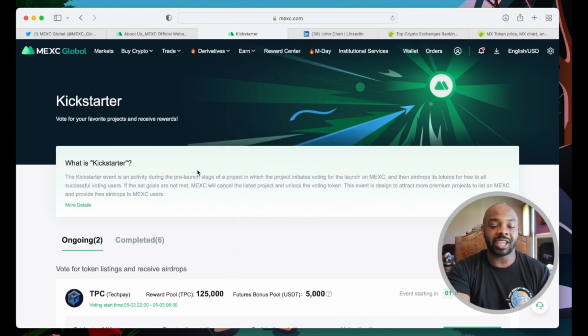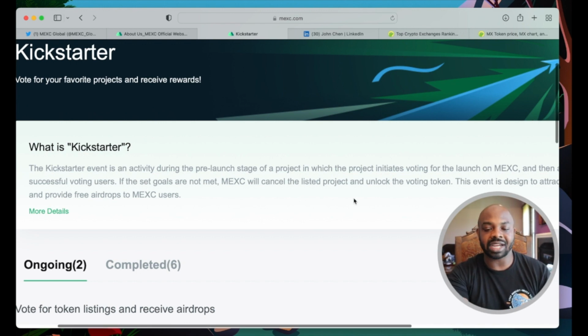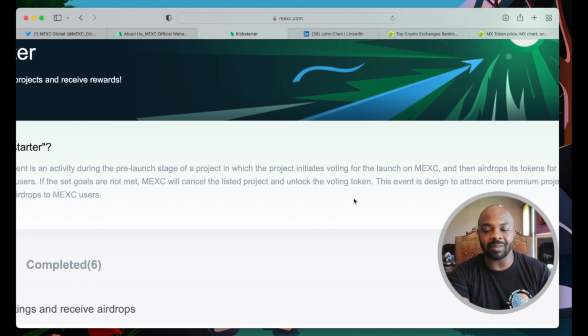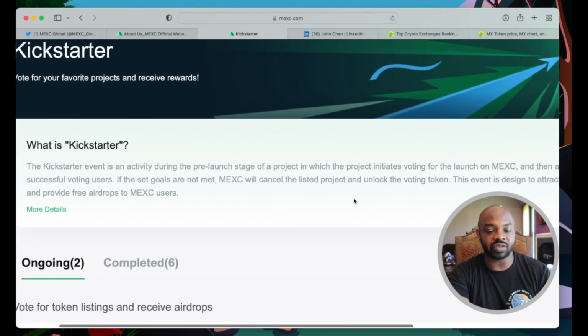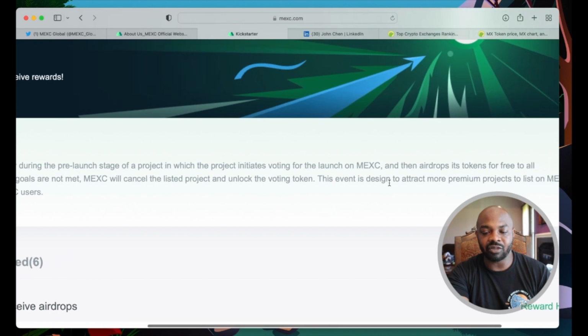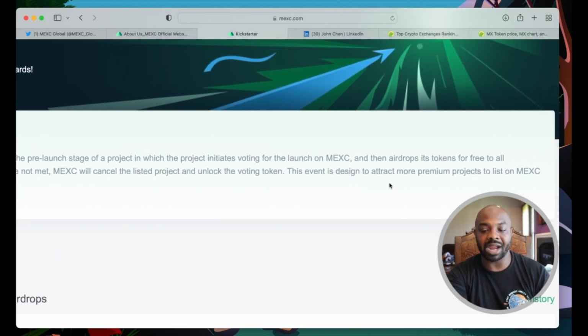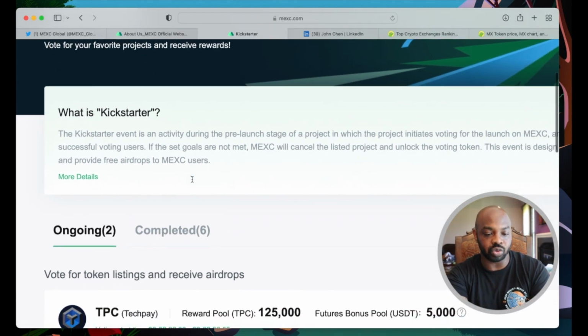Kickstarter. Now with Kickstarter, I'm used to like being able to invest into a project on Kickstarter. So let's see, is this the same type of thing? The Kickstarter event is an activity during the pre-launch stage of a project in which the project initiates voting for the launch on MEXC, and then it airdrops its tokens for free to all successful voting users. If the set goals are not met, MEXC will cancel the listed project and unlock the voting token. This event is designed to attract more premium projects to list on MEXC and provide free airdrops to users.